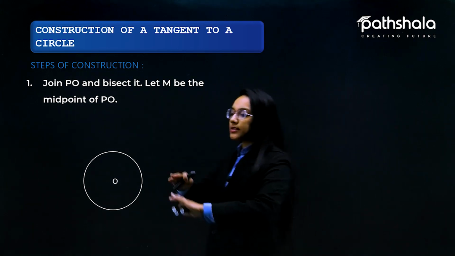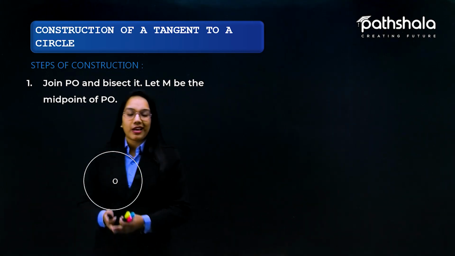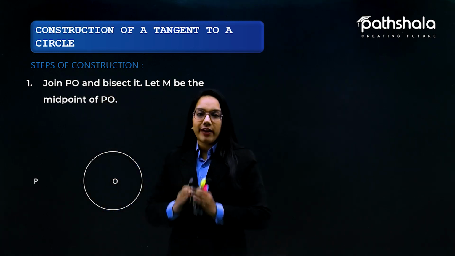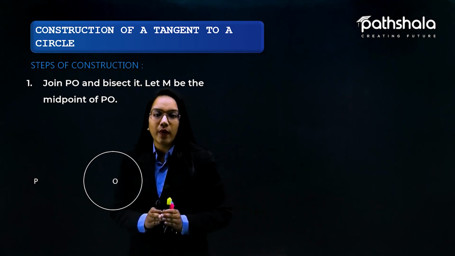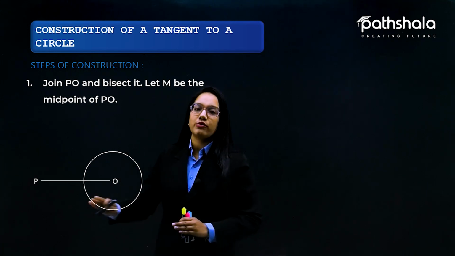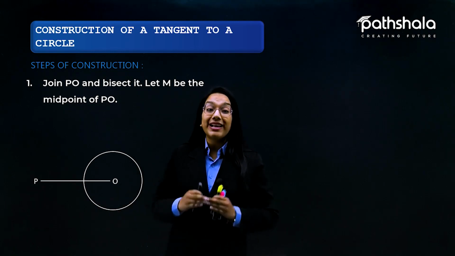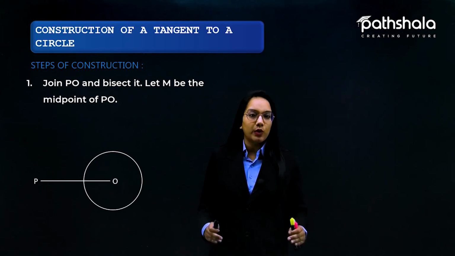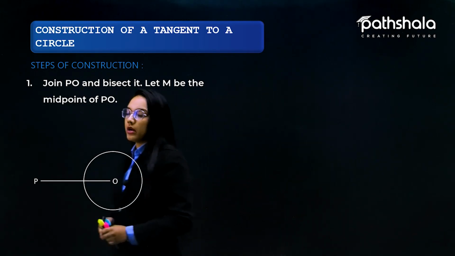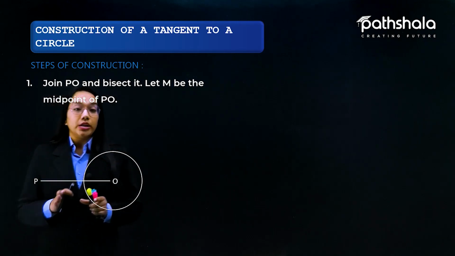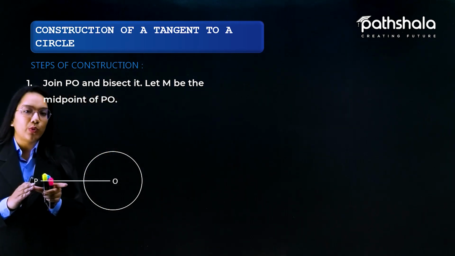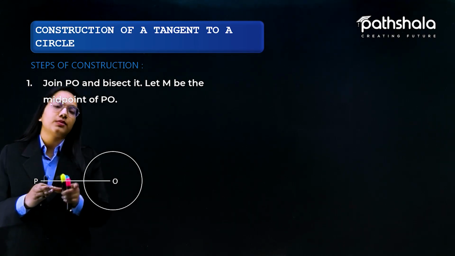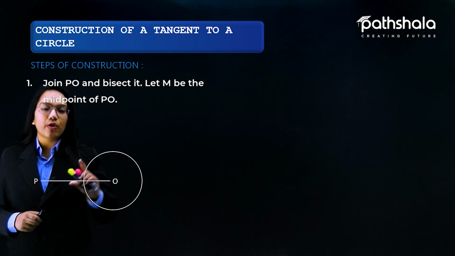If this is the given circle with center O, and there exists a point P, the very first step of construction is to join OP. So let's join OP, and it says bisect it. We know how to draw the perpendicular bisector of a line segment, so let's draw it using the compass. I will open it more than half of OP, and then mark arcs up as well as below, from the point P as well as from the point O.